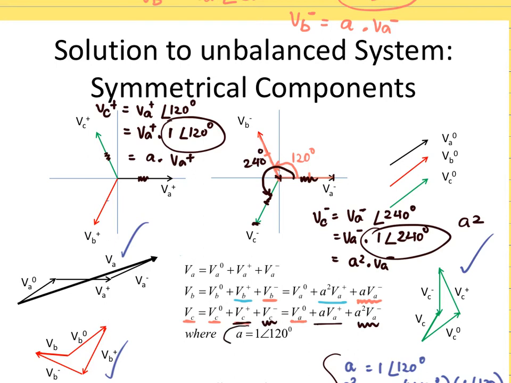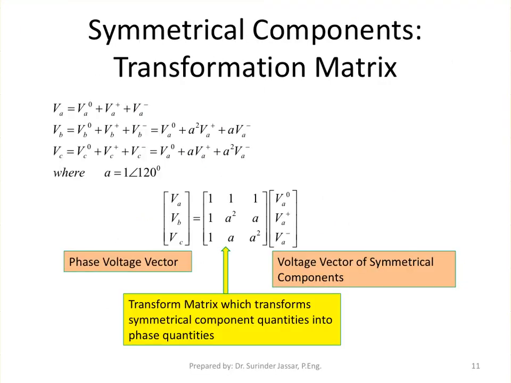So here we said operator A is 1 at an angle of 120 degrees. You can keep writing those angles, that's fine, but we are just simplifying, saying we're going to have one amplitude, angle 120, represented by an operator A. So here we are writing the phase voltages in terms of the symmetrical components. That's the final equations. That's VA, VB, and VC, the phase voltages in terms of symmetrical components.